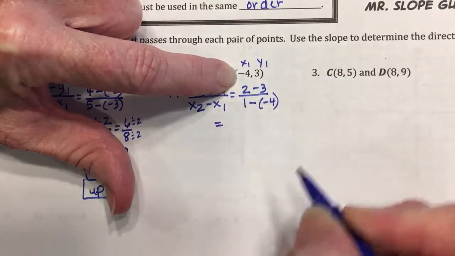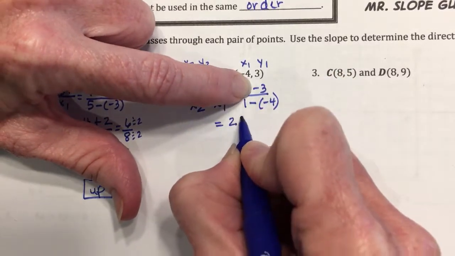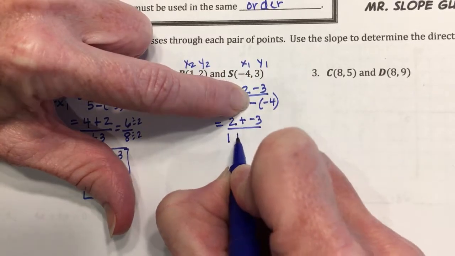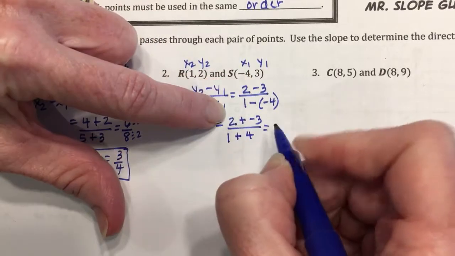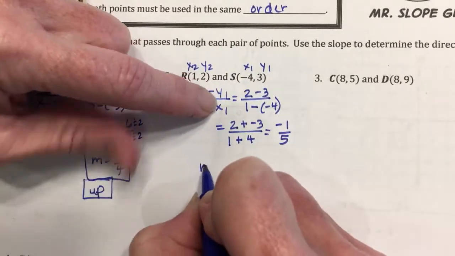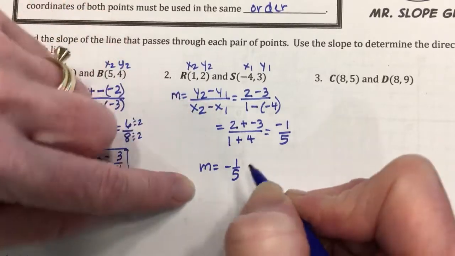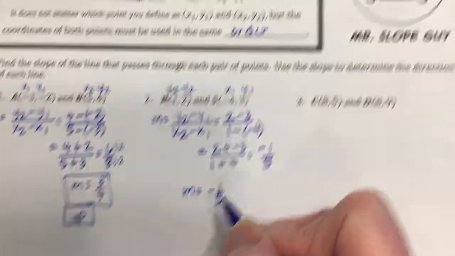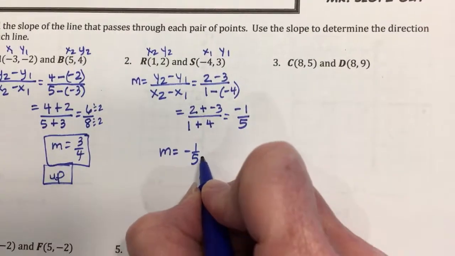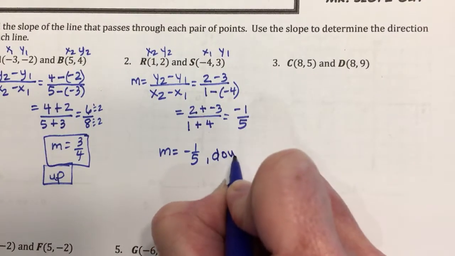Okay, I'm going to rewrite my subtraction. So keep the 2, change to add, change to the opposite. Keep the 1, change to add, change to the opposite. So here, 2 plus -3 is -1. 1 plus 4 is 5. So my slope is -1/5, because it's a negative slope. A negative slope tells me my line is going to go down. So this is a negative slope, and my line will go down.